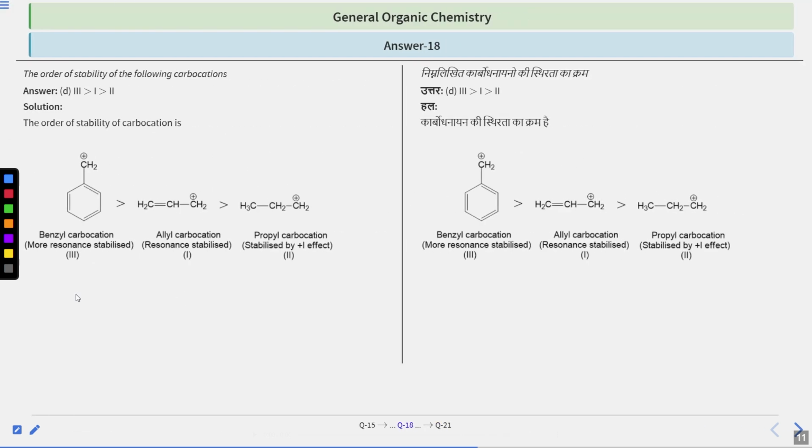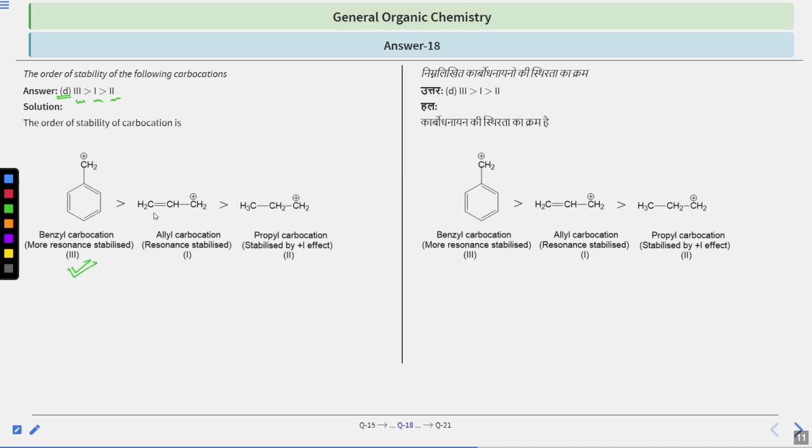Okay, let's see. The correct answer is option D, that is, third is more stable than first and then second. So the order of stability of carbocations will be: the third is the benzyl carbocation. Why? Because it is more resonance stabilized. The benzene ring shows the most stable resonance form, right? And it will show the resonance effect more stably. That's why the benzyl carbocation, due to the more resonance stabilization, will be more stable.